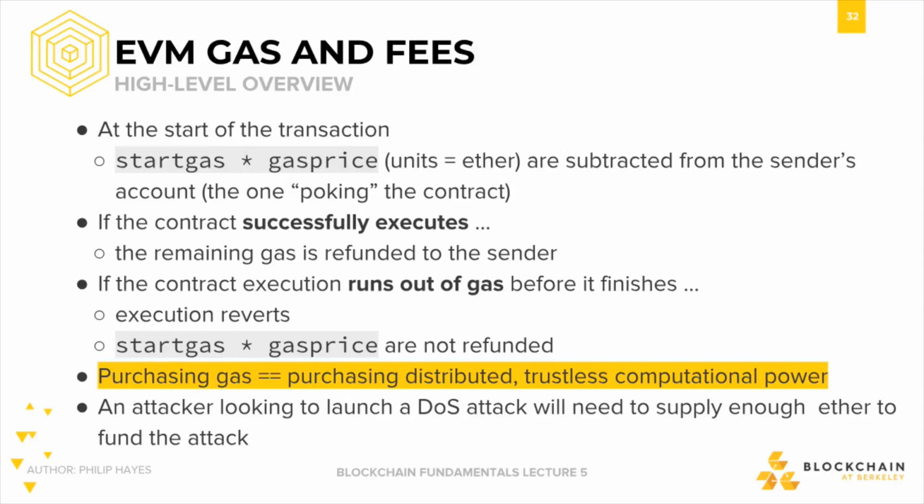So at the start of the transaction, you have your start gas multiplied by your gas price to get the amount of ether, basically, that you are willing to pay for the smart contract execution. And so if it successfully executes, you might have some gas left over, and that's going to be refunded back to the person who sent the transaction. And this makes sense, right?